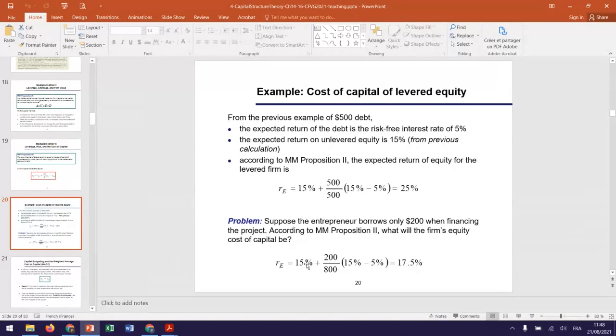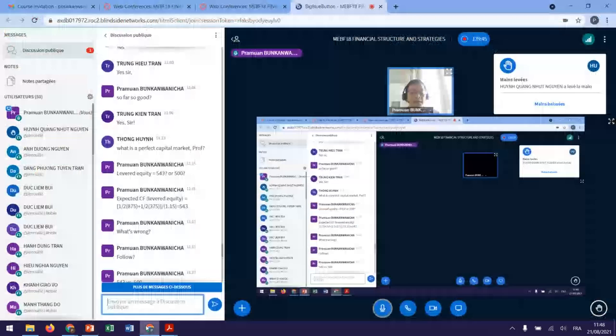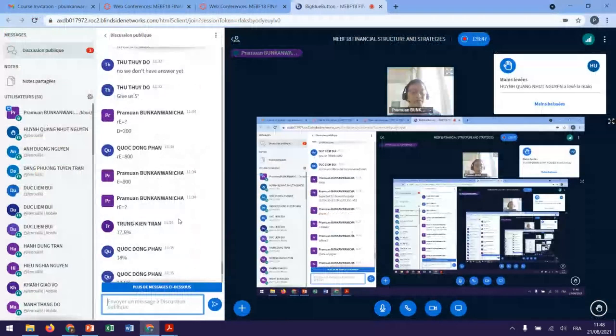All right, Modigliani-Miller is so important that I'm going to check your understanding tomorrow by giving you some examples, and see how much you understand Modigliani-Miller Proposition number 1 and Proposition number 2. All right, so before we go, do you have any questions?